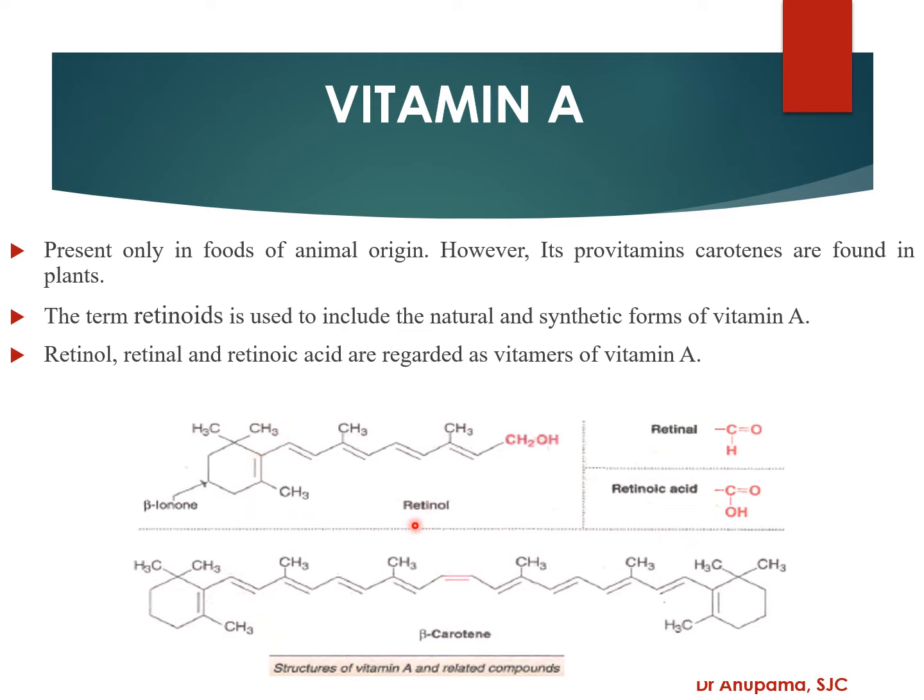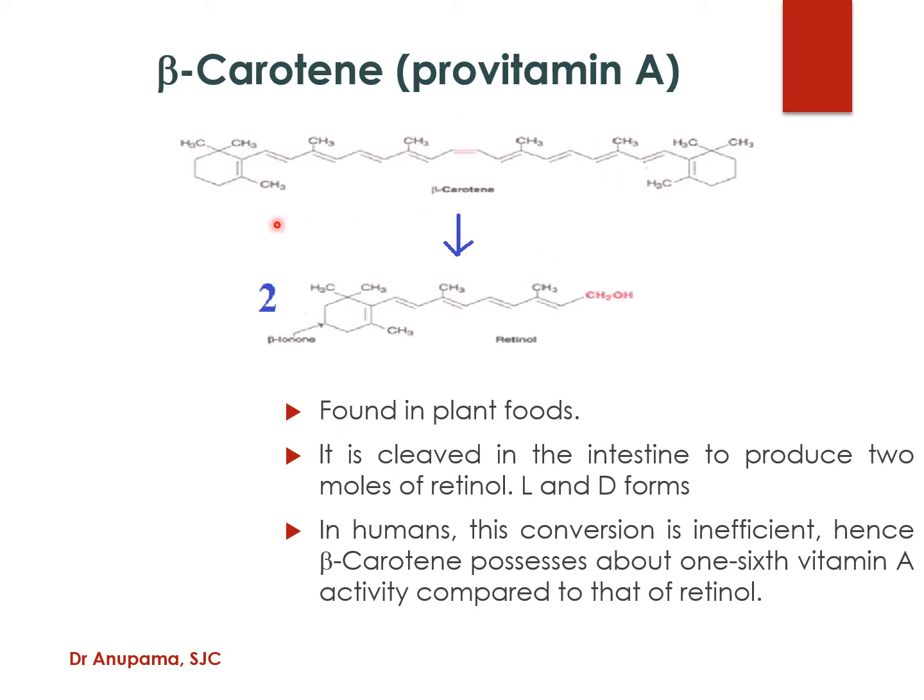Here we have retinol, the alcohol form. If this is replaced by aldehyde, we have the retinal. Then if this is replaced by acid, then we have retinoic acid. And this is the beta carotene, which is the provitamin A. This provitamin, beta carotene, when hydrolyzed results in retinol.